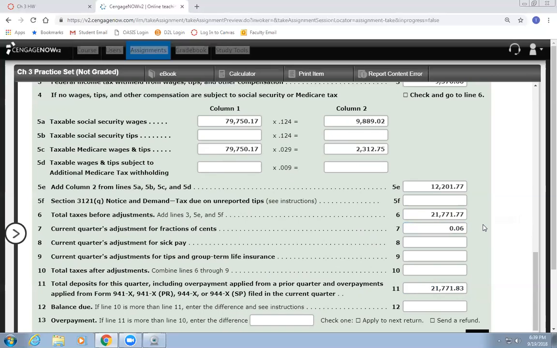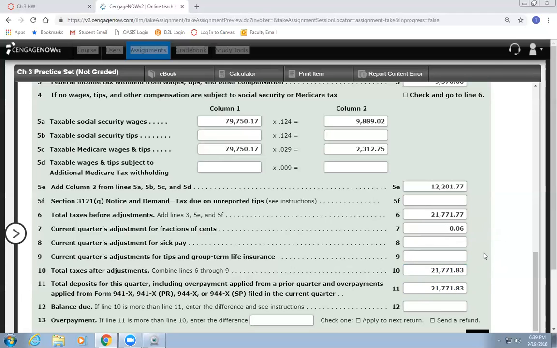So I just took line 11 minus line 6, what we paid in minus what we just calculated on this form. It's a total of a 6 cents difference due to rounding. And then we don't have any adjustment for sick pay or tips and group term life insurance. So on line 10, we just add lines 6 through 9, which is just adding lines 6 and 7, which puts you at matching what we actually deposited.